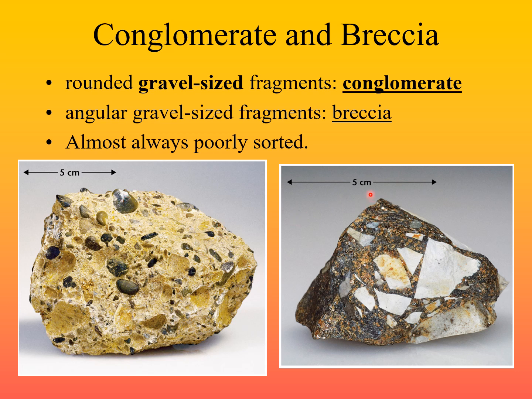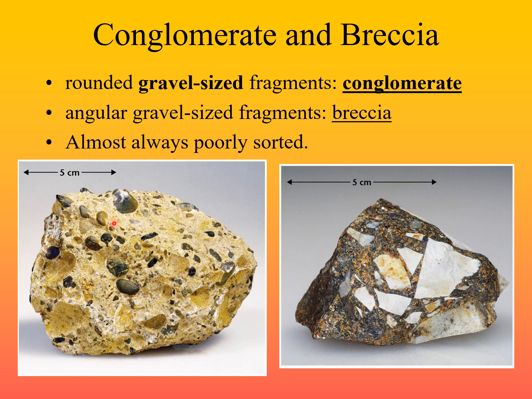We can also get angular gravel-sized fragments, and this type of rock over here on the right, we call a breccia. And both of these rocks, like I say, are almost always poorly sorted. But the amount of rounding over here versus no rounding over here tells you something about how far these two rocks traveled.